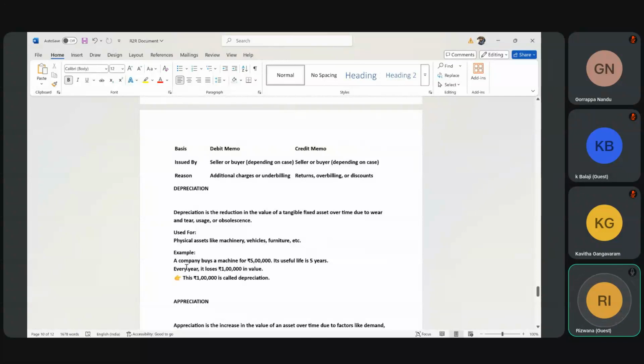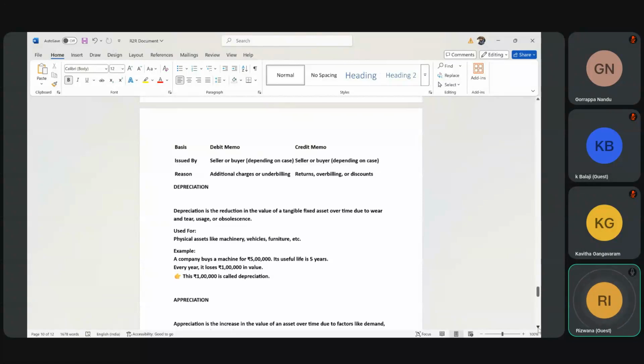For example, a company buys a machine for 5 lakh. Its useful life is 5 years, but every year it loses 1 lakh in value. This 1 lakh is nothing but depreciation, because the machinery will be working, but its usage and capacity will be declining year by year. That decrease in the value of a machinery is nothing but depreciation. Got it? Yes, ma'am.